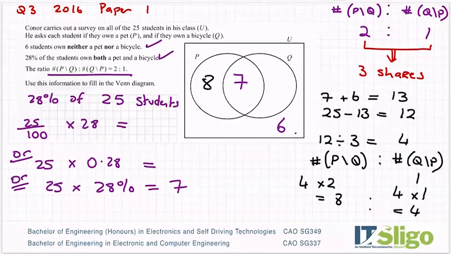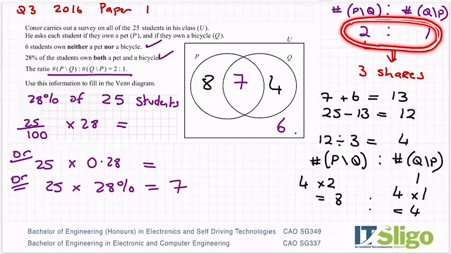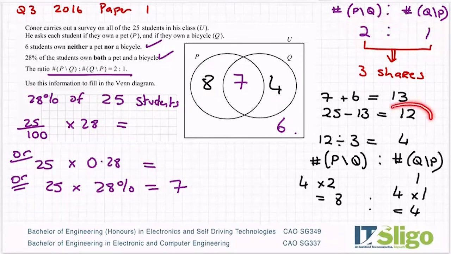Okay, so 8 is to 4 is how many people are in those two. And you can see P not Q is twice as big as the number in Q not P, and they do add to give you 12. So again, I looked at how many shares are here in my ratio and I added them. 2 and 1 is 3. I divided how many people I was trying to share out, and I got 1 share is equal to 4. And then I multiply it by the number of shares in each piece.